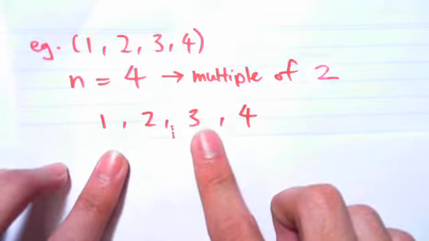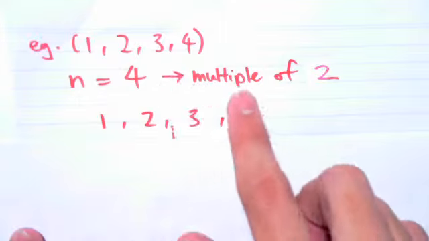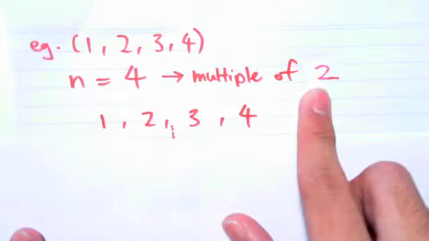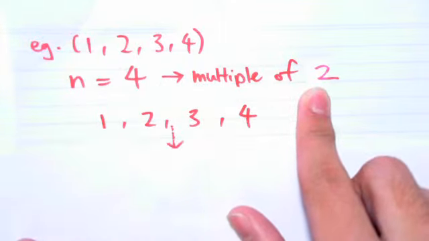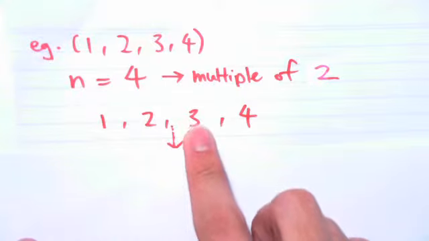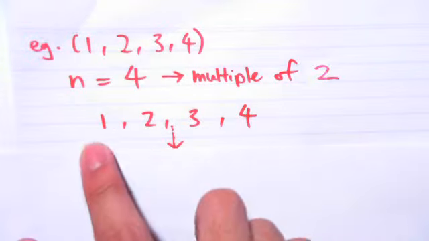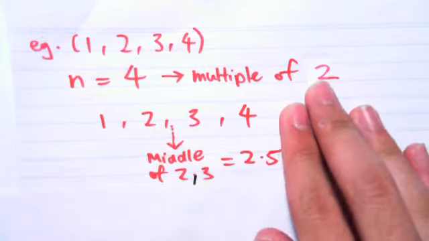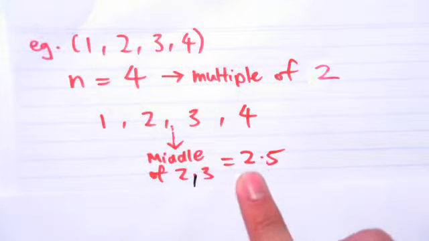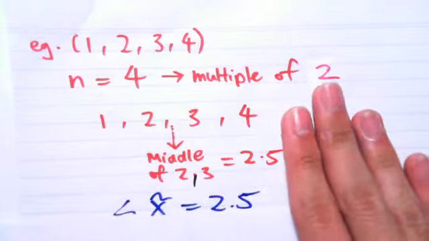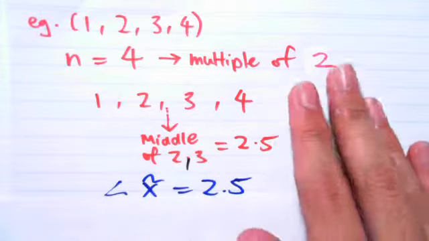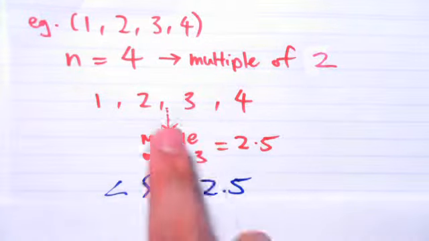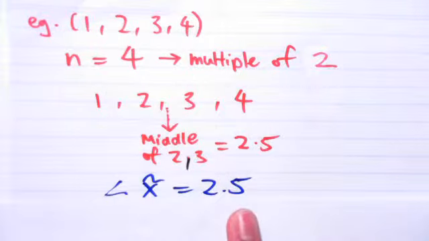So what we do here is that for sample sets that have a multiple of 2 as their sample size, we will take the middle 2 numbers. So in this sample set, 2 and 3 are the middle 2 numbers, and we take an average of 2 and 3, which in our case is going to be 2.5. And so we can conclude that the median of this set is 2.5.